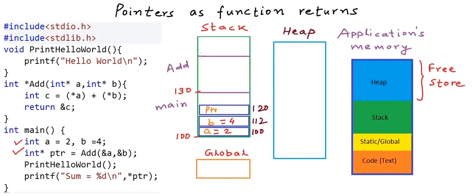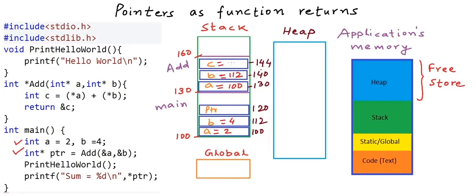And now add comes here in the stack. Let's say add gets memory from 130 to 160, and add also has three local variables, a, b and c. a and b are pointers to integers. The value of a will be 100 and the value of b will be 112. Let's say their addresses are 130, 140 and 144. Once again, these are just random assumptions.